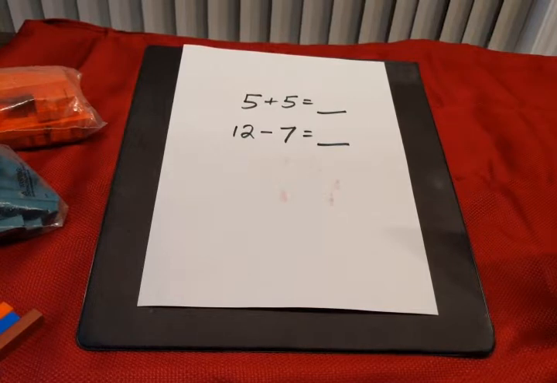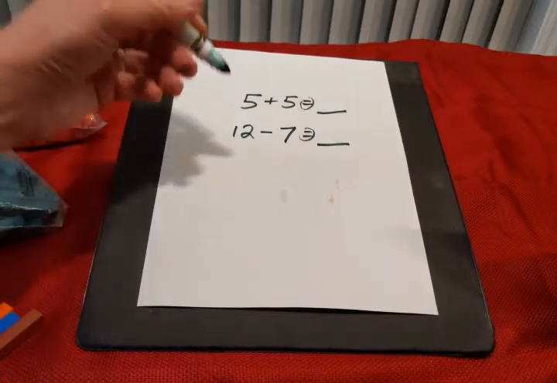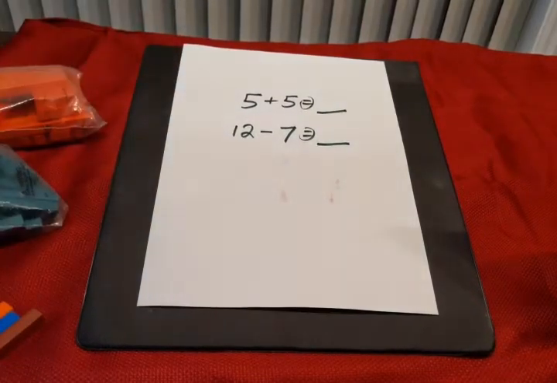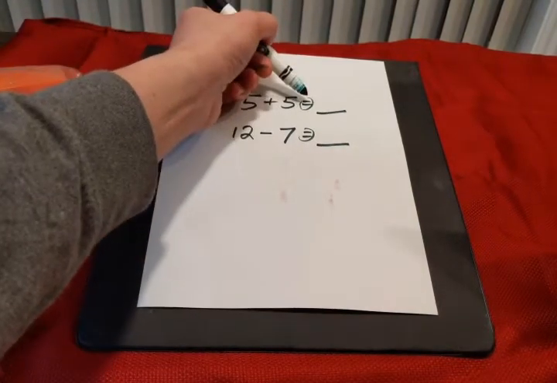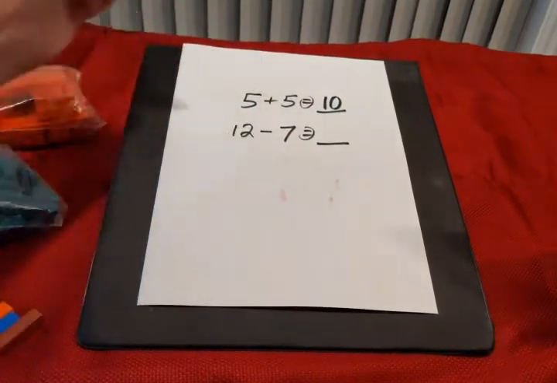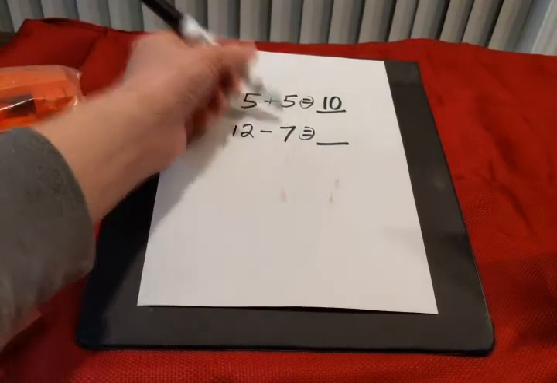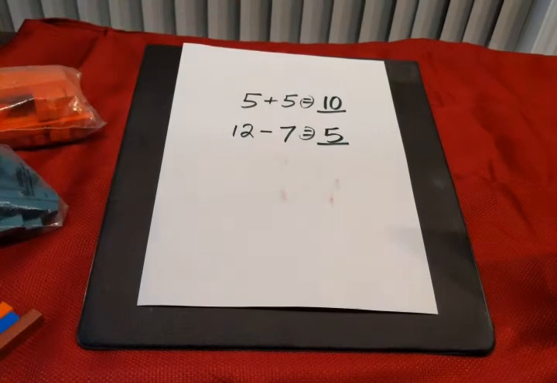One of the problems with these, though, is it creates the idea that what equals means is this is the answer. And that's not what the equal sign means. The equal sign means is the same as. Okay? What this is saying is 5 plus 5 is the same as, what is it the same as? 10. And 12 take away 7 is the same as 5, right? That's what the equal sign means, is the same as.